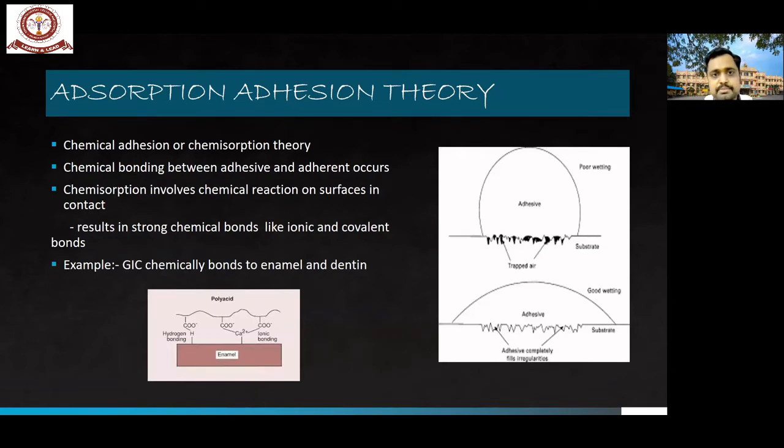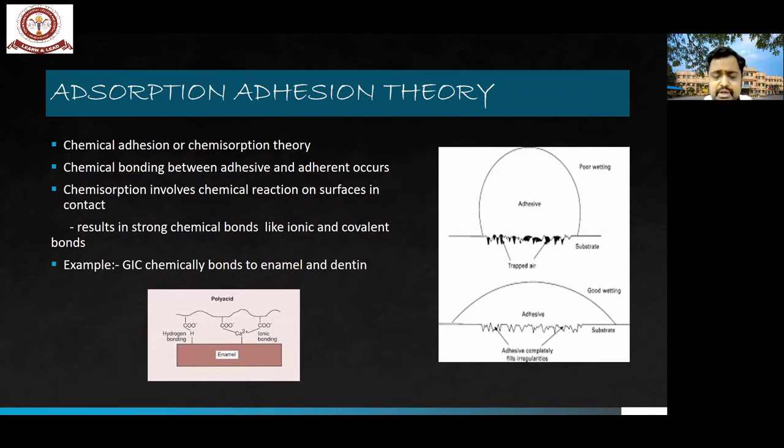Next is the adsorption adhesion theory. This is also called chemical adhesion or chemisorption theory. It is the chemical bonding between the adhesive and the adherend. An example for this chemical adsorption theory is GIC, which bonds chemically to the enamel and dentin.